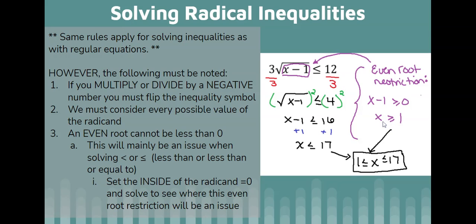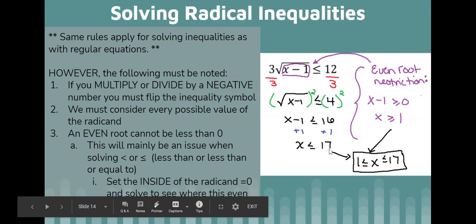And you solve it. So x has to be greater than or equal to 1 because at 1, it makes the inside 0. But it also has to be less than or equal to 17 because that's the answer we got when we solved it. So I put both of those together. When x is greater than or equal to 1, but also less than or equal to 17, you get this compound inequality. 1 less than or equal to x, less than or equal to 17.